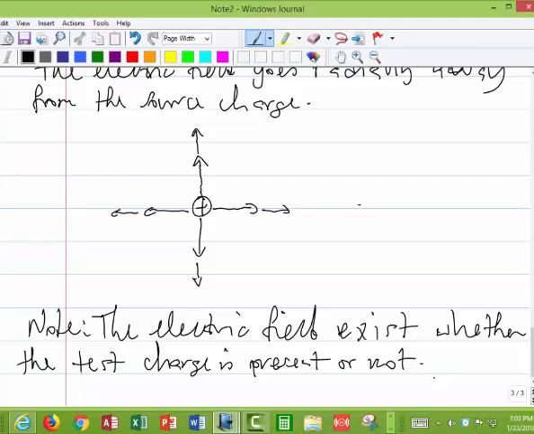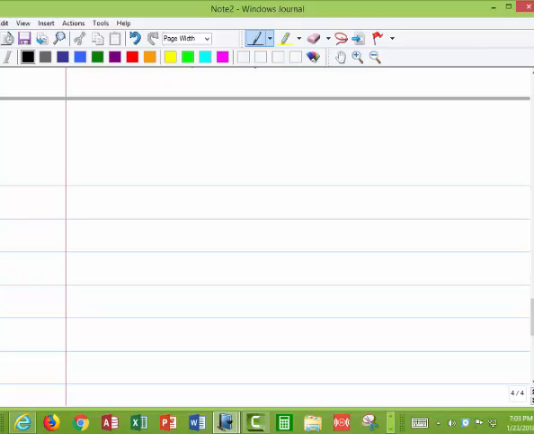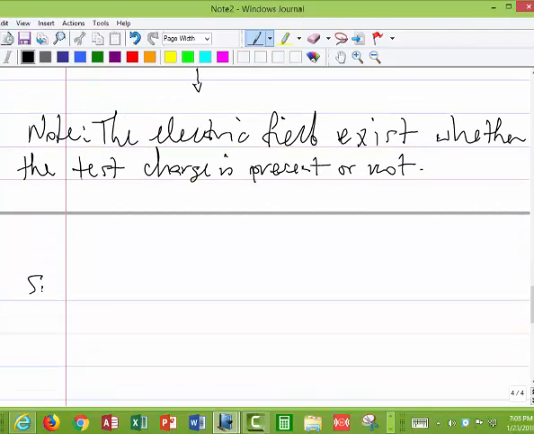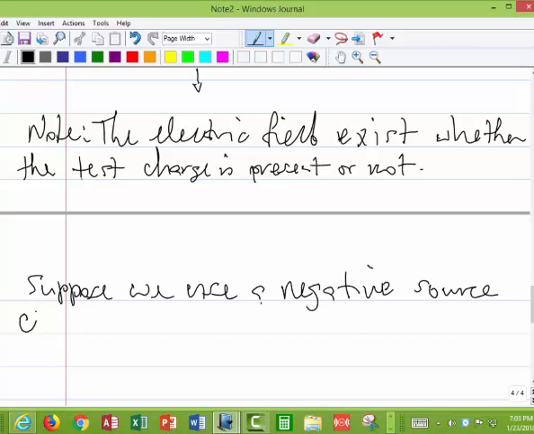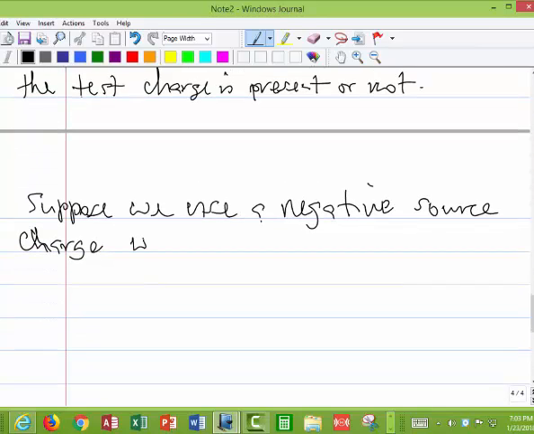We can do this for a negative source charge also, and we shall have the same result. Suppose we use a negative source charge, let's call it Q, at some point in space. If we go to a certain point P around that source charge and bring a probe, a positive test charge q, to that point, it will experience a force going towards the negative source.